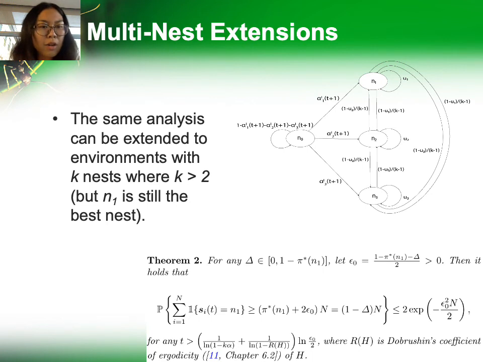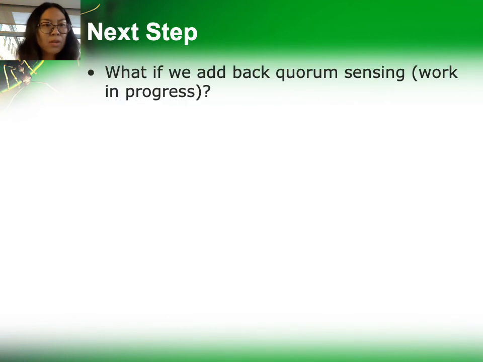And very briefly, this same analysis could be extended to environments with more than 2 nests. And please go read about it in the paper. It's very straightforward. This is an example of adding another nest. And here is again the theorem statement. As you can see, similar arguments still hold. And then next steps, the work in progress.